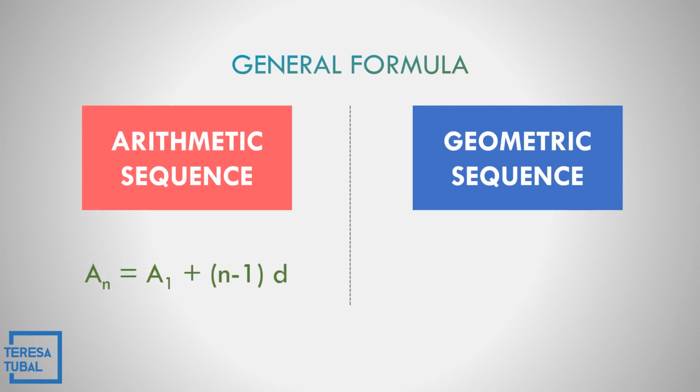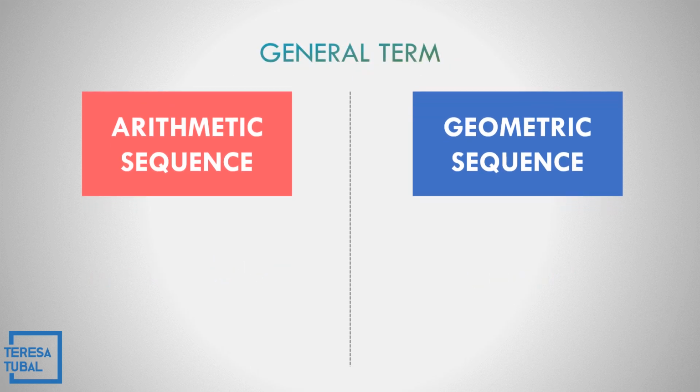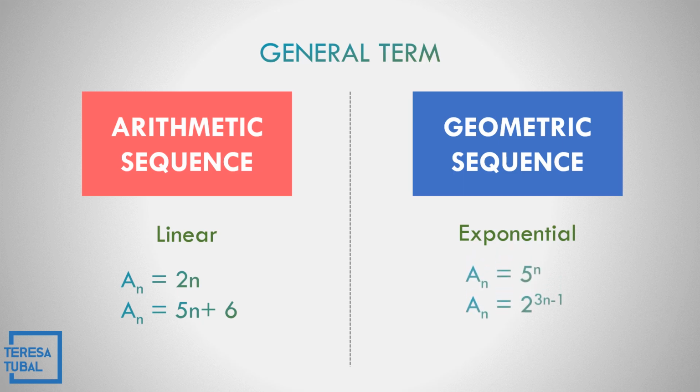The general formula of arithmetic sequence is a sub n is equal to a sub 1 plus the quantity n minus 1 times d. The geometric sequence is a sub n is equal to a sub 1 times r raised to n minus 1. The general term of the arithmetic sequence is linear, while the geometric sequence is exponential. Example: a sub n is equal to n, while the second one, a sub n is equal to 5n plus 6. How about the exponential? Example: a sub n is equal to 5 to the n, while the second one, a sub n is equal to 2 to the 3n minus 1.